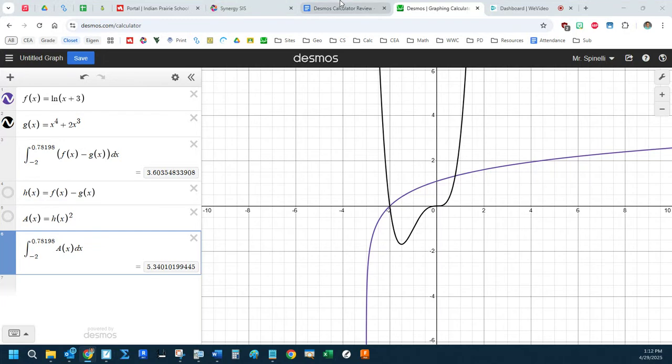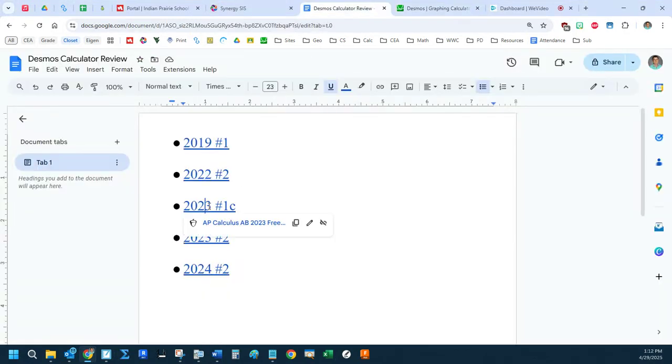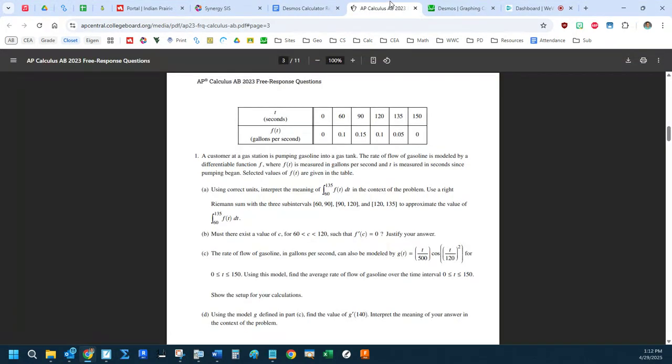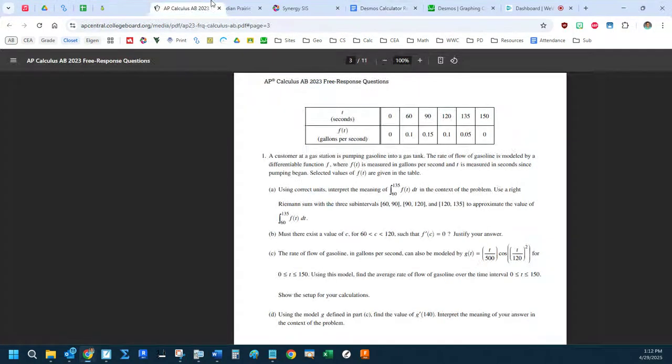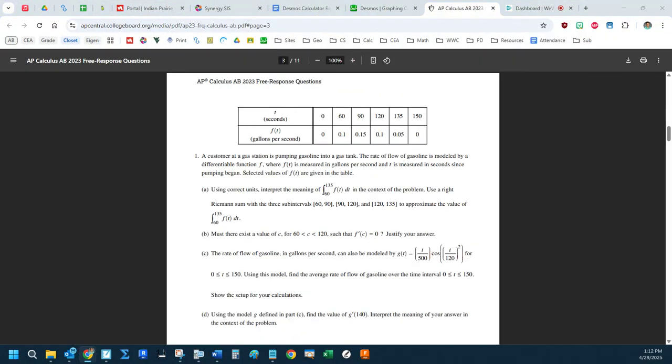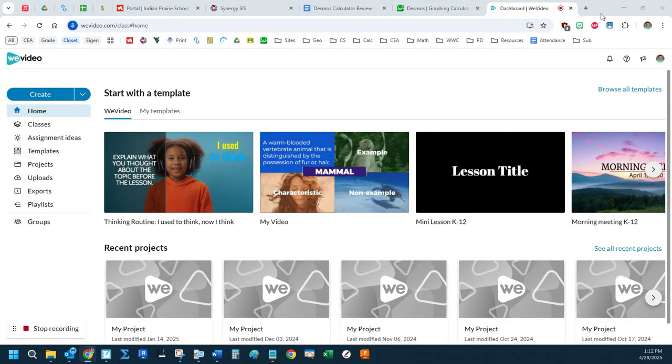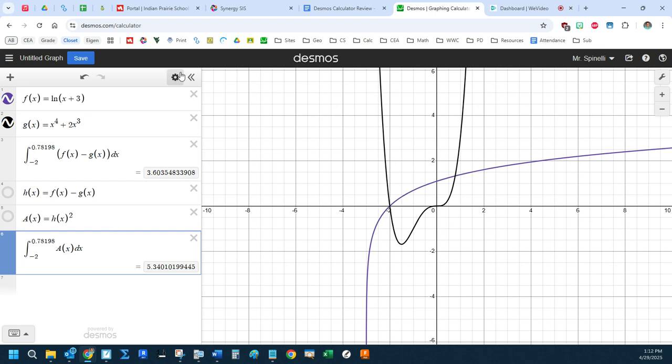Desmos, you're going to type in just like you would any calculator. Looks like I wanted to look at 2023 Part C. I guess let's pull it up here first. Sorry for making the screen go crazy. Part C, it says the rate of flow of gasoline can be given by this. Using this model, find the average rate of flow. So again, I just want to show you what that looks like to remind you how to do average.